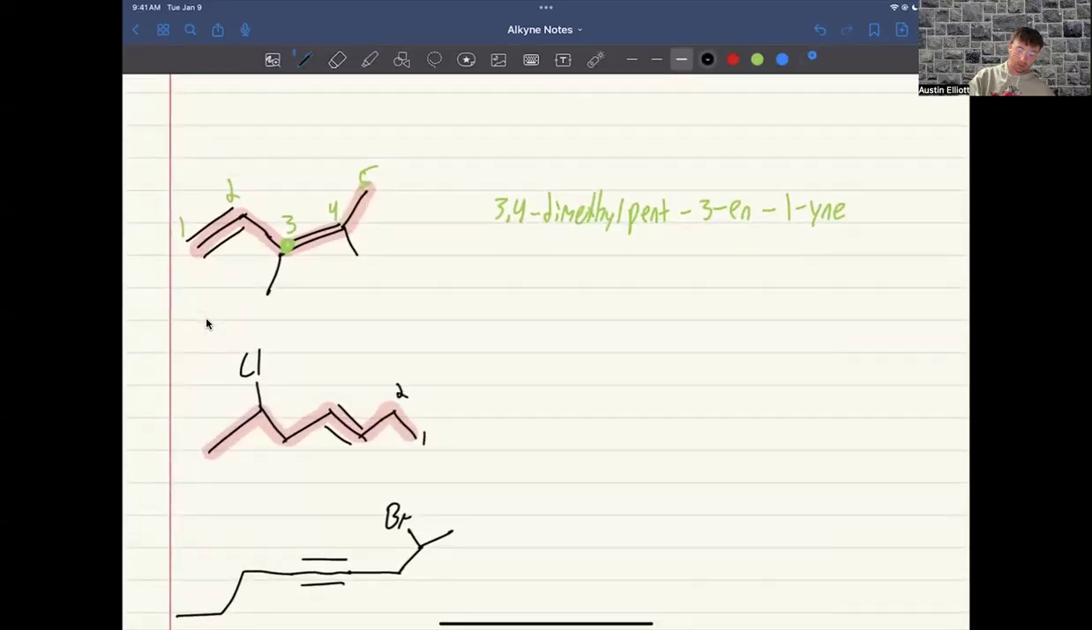So 1, 2, 3, 4, 5, 6, 7. It's going to give us a 6-chloro. Then our parent chain is heptane, so 6-chloro-hept. And then our alkyne starts on that 3 carbon right there. So it's going to be hept-3-yne.